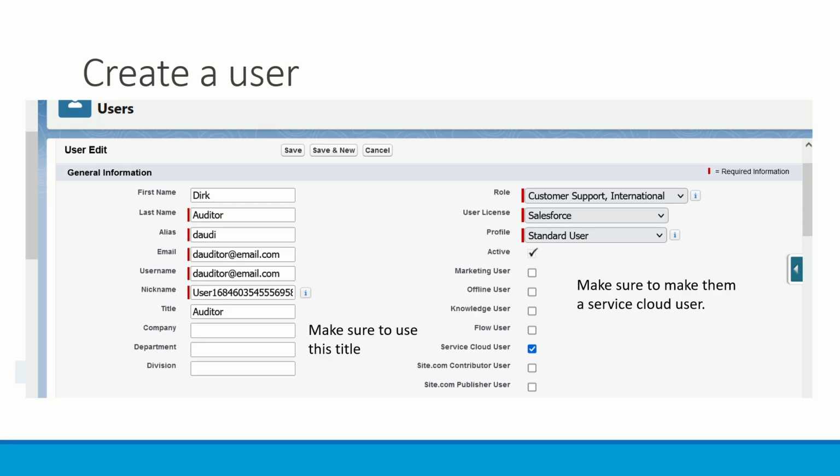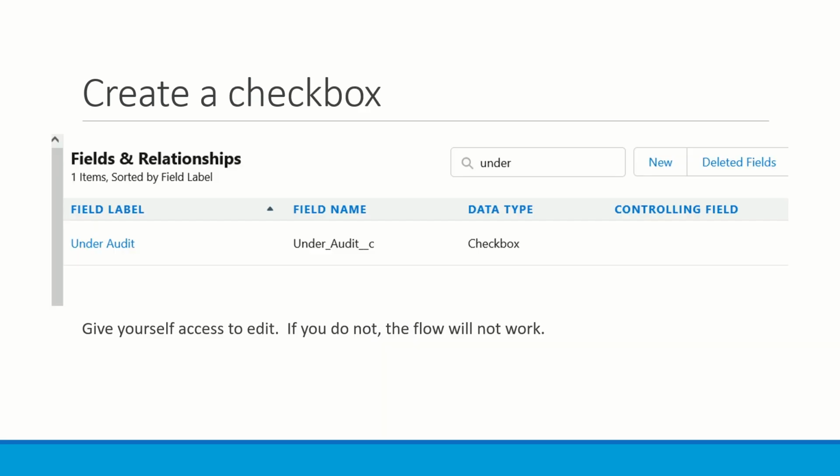Now to follow along, you're going to have to do two things, and I won't demonstrate these, but I'll demonstrate everything else step by step. Please create a user with the title auditor. You don't need to use the same information that I did right here, but you should make them a Service Cloud user, and you should give them the title auditor.